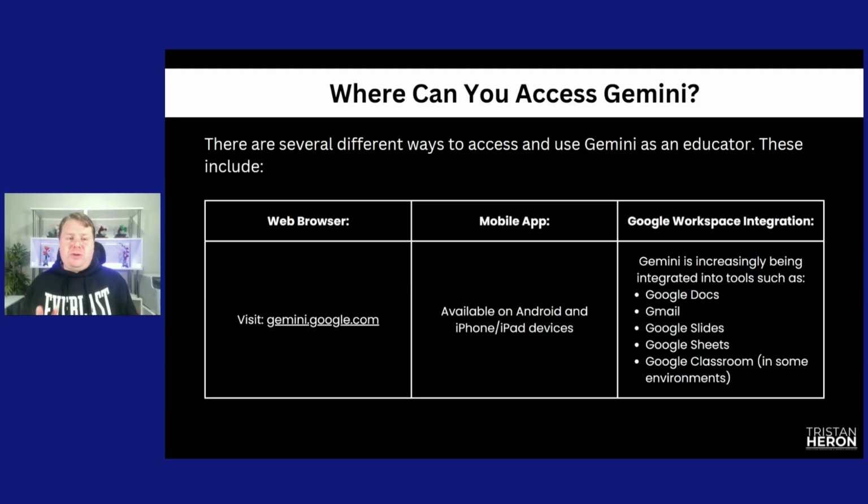So there are our three main ways to access Gemini: through the web browser, through our mobile app, and then obviously we have that Google Workspace integration, which is now available.